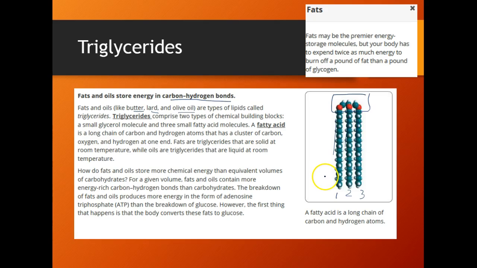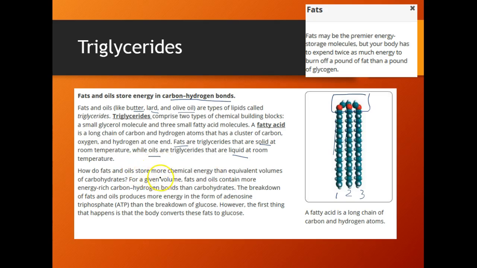Fats are triglycerides that are solid, so fats are solid at room temperature, while oils are liquid at room temperature. Okay, so the difference between fats and oils is whether they are liquid or solid at room temperature.